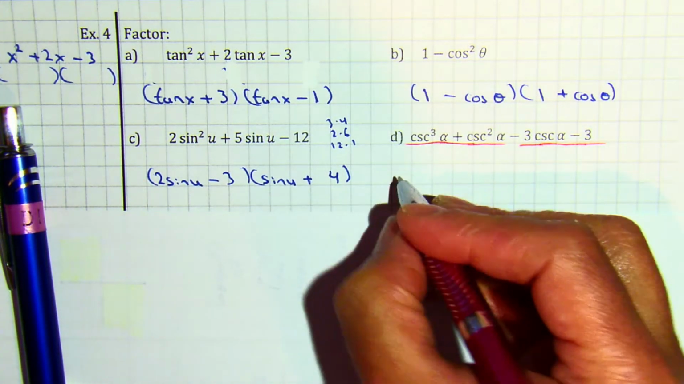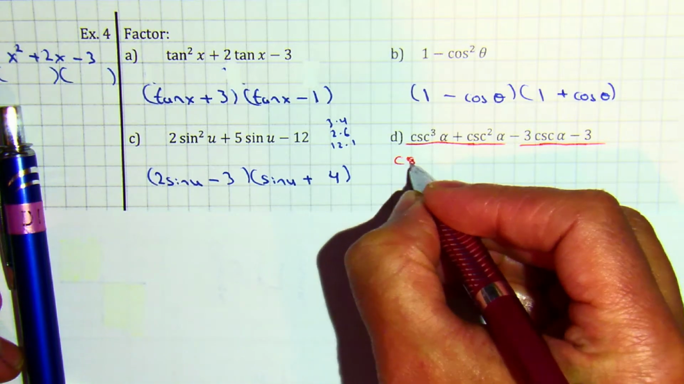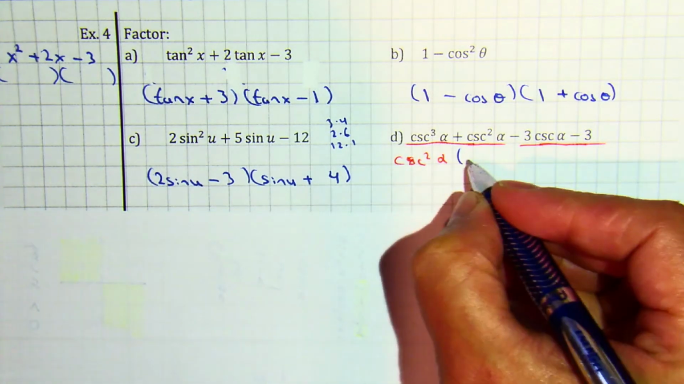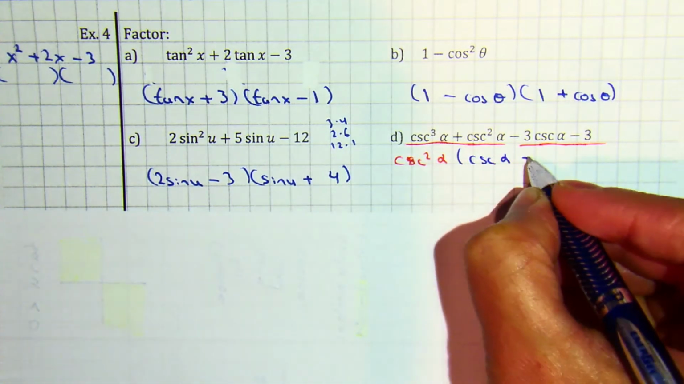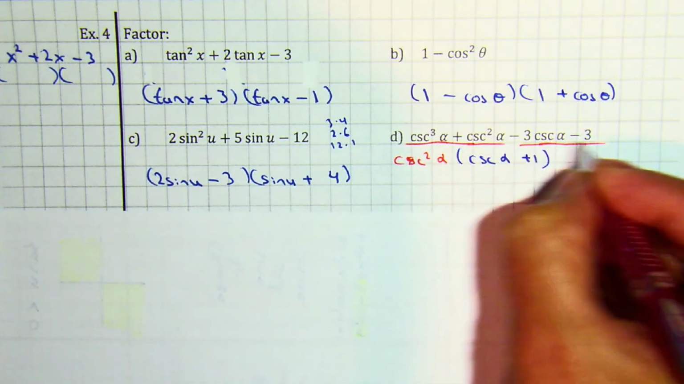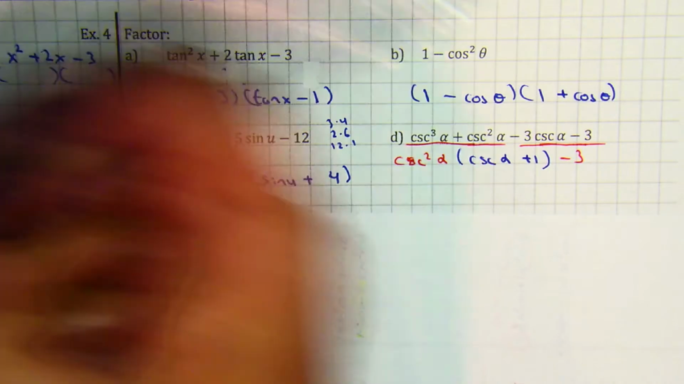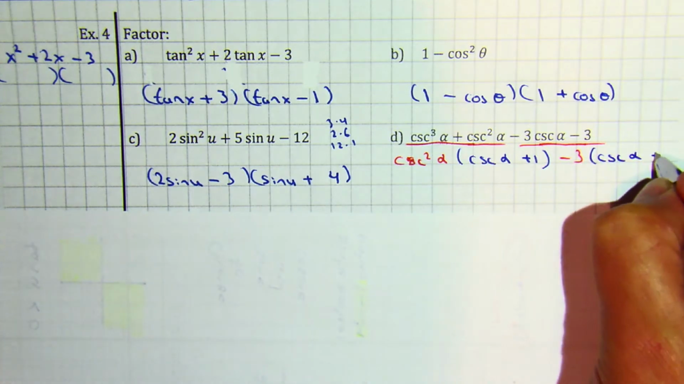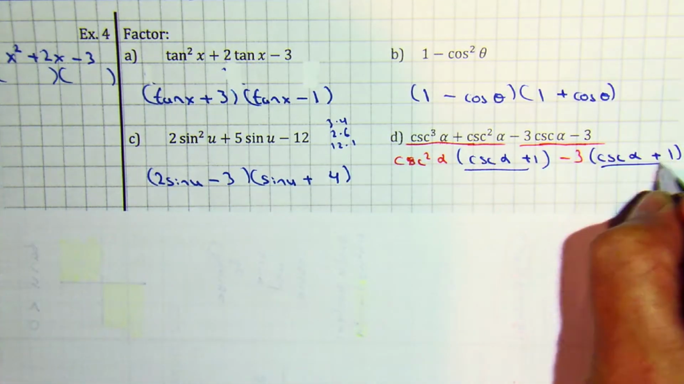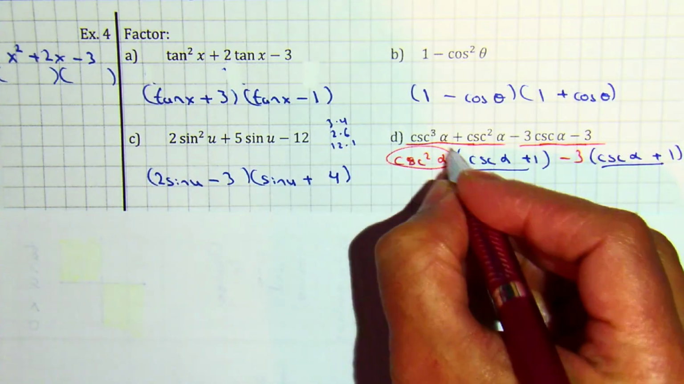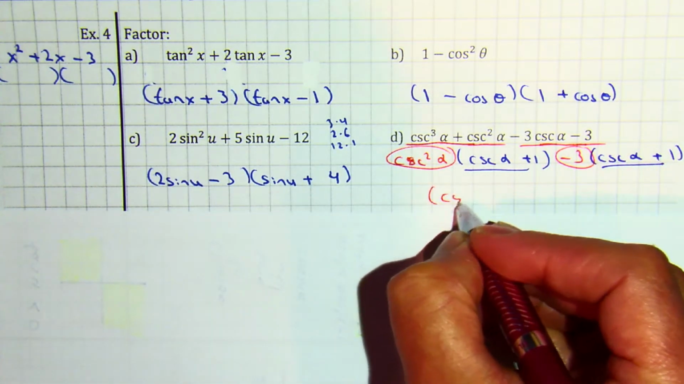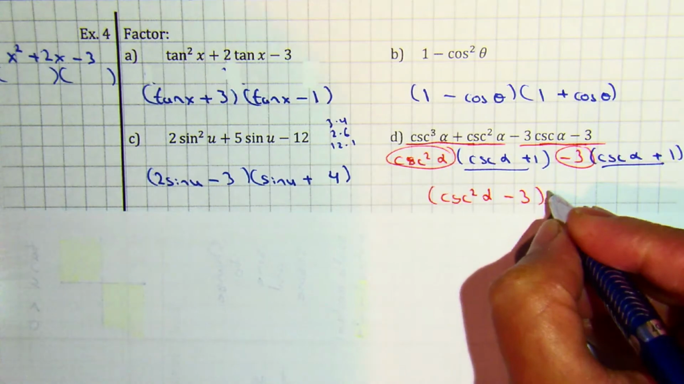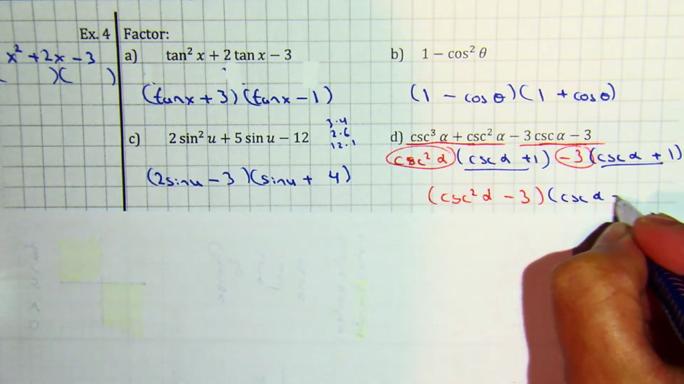What can I factor out of the first one? I'm going to factor out a cosecant square of alpha. What's left? Cosecant of alpha plus 1. What can I factor out of the next 2? A negative 3. So therefore, this is cosecant of alpha plus 1. Remember, those 2 should always be the same. So now I can group cosecant square of alpha minus 3 and cosecant of alpha plus 1.